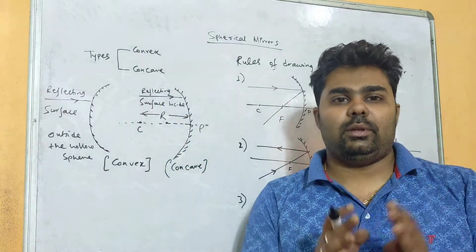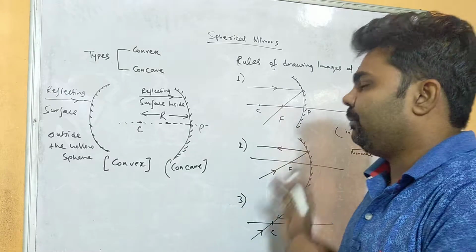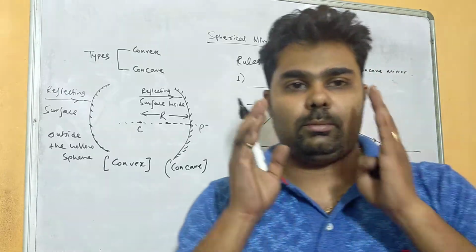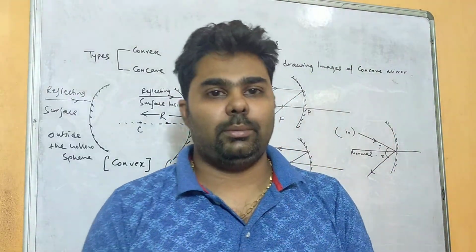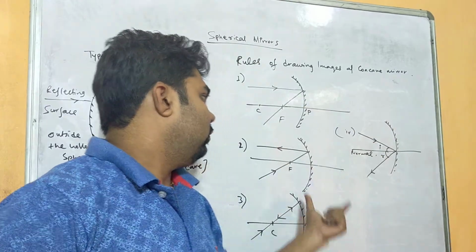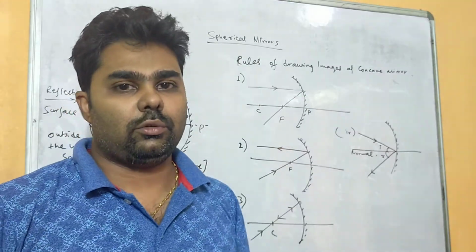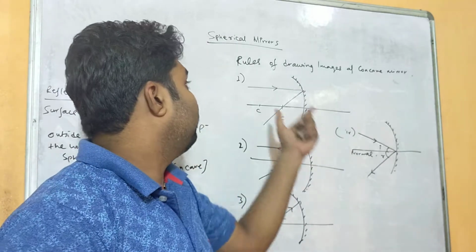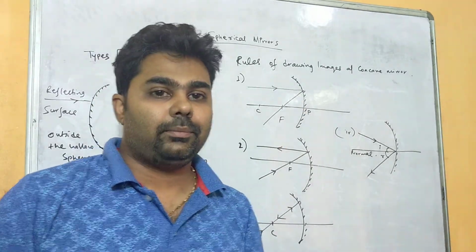So for the convex mirror, maximum questions you will practice for the concave mirror. Convex mirror also you will practice, but most preference you will give to concave, these 4 rules. So similar 4 rules we have for convex also, but you practice maximum for concave, right?